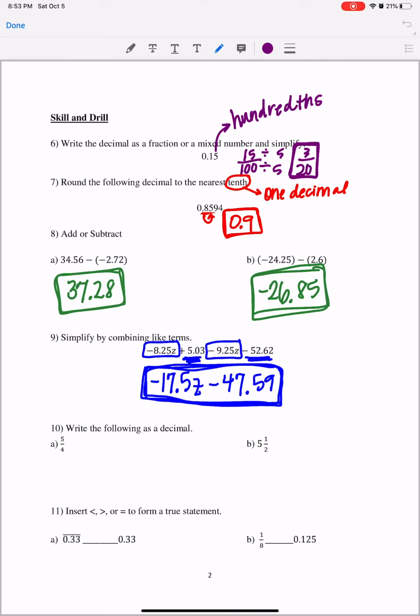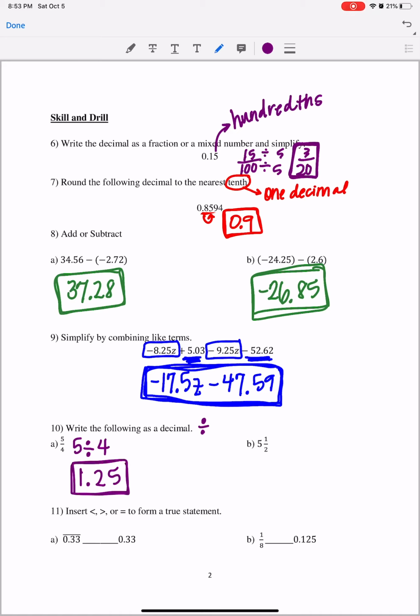Number 10, write the following as a decimal. You are simply dividing. So in your calculator here, we're doing 5 divided by 4, and we get 1.25.